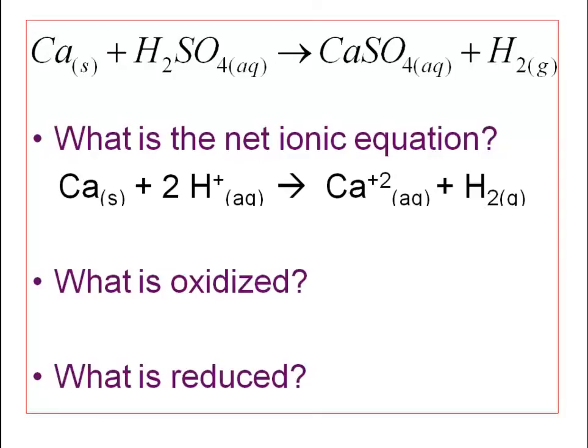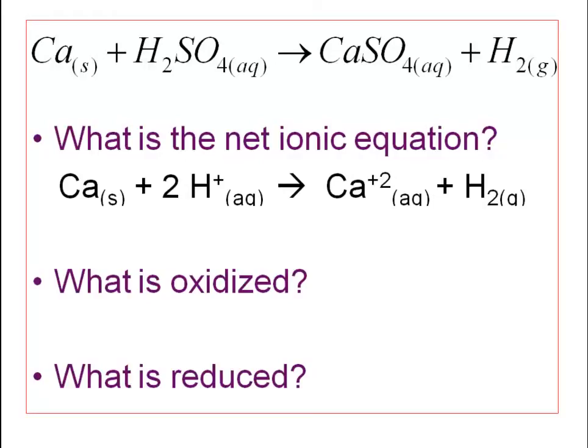Now that we have the net ionic equation, let's see who gained electrons and who lost electrons. Calcium, as a solid on the reactant side, would have a 0 oxidation number. Remember, anything in elemental form has a 0. So calcium has a 0, but on the other side, calcium has a +2. Well, you become more positive when you lose negativity. So calcium must have lost electrons. It became a +2 charge.